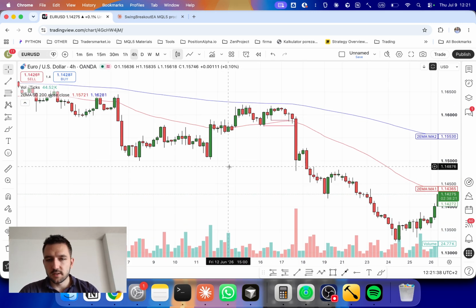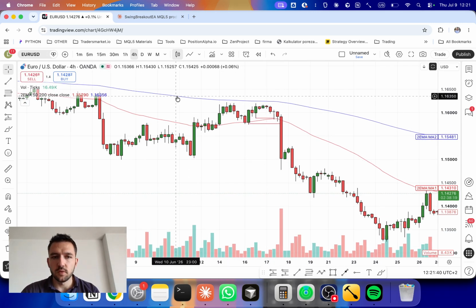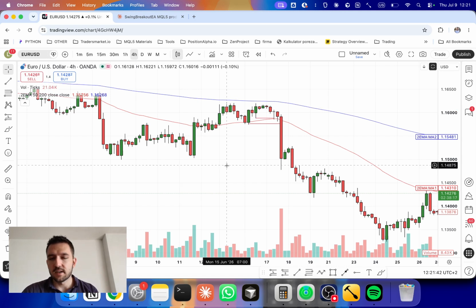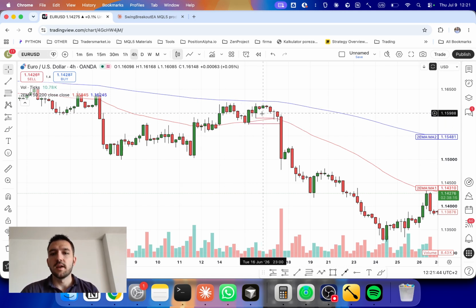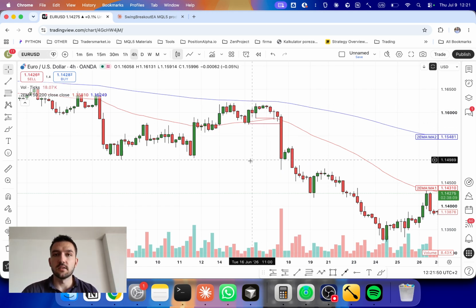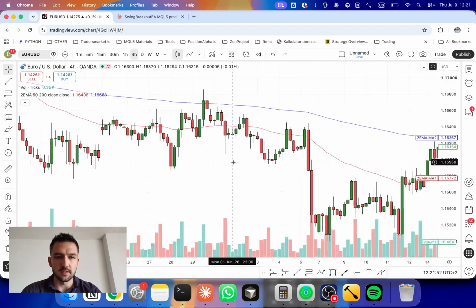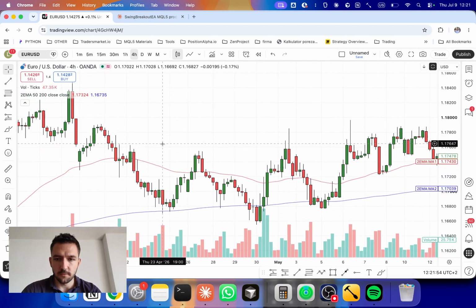So first, we check the trend, we use moving averages for that. Second, we check the swing lows and we wait for price to break them, okay? Or the swing highs in case of bullish trades or buys. So let's try to find some of these.